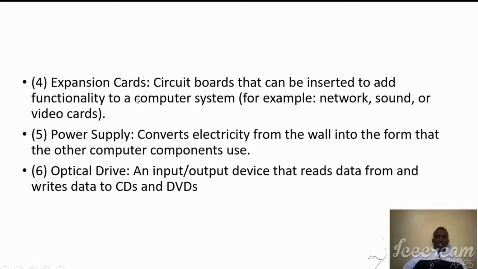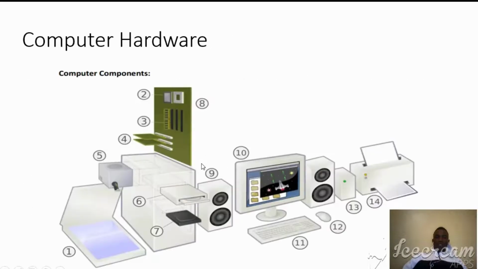Then we have expansion cards, which are circuit boards that can be inserted to add functionality to the computer system, for example network, sound, and video cards. So here, number 4, this could be our graphics card and also the graphics slots there. There are other functionality attachments that we have on the computer, like the network card. Every computer must have a network card, or else you'll not have functions like network, Wi-Fi, Bluetooth, because that's the function of the network card.